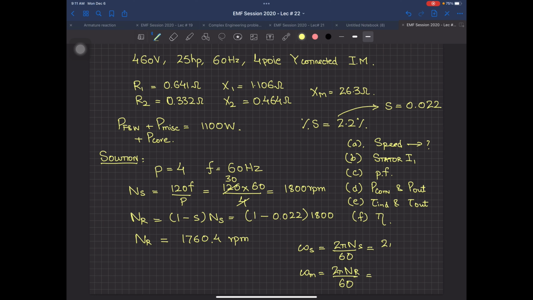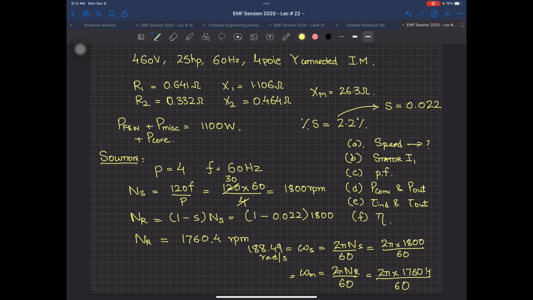Please, anyone put in the values. Ns is 1800 divided by 60. This is 2 pi into 1760.4 divided by 60. Please, omega s and omega m, give me the answer. The book calculates these later. Anyone with a calculator, please. Please do it so I can complete this numerical. 188.4. Omega s is 188.49. And please don't miss the units.